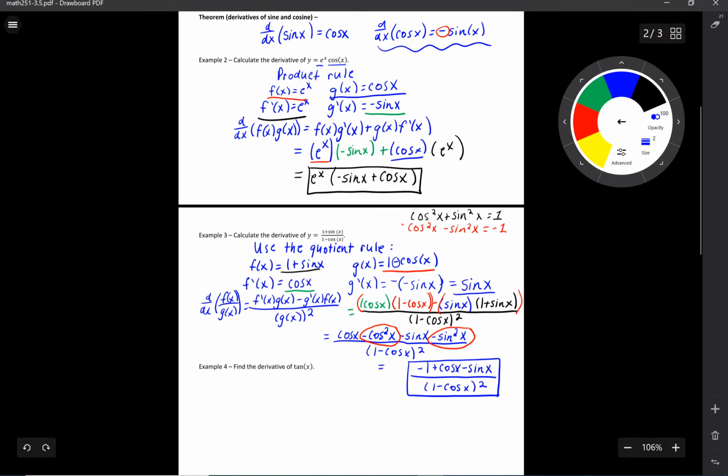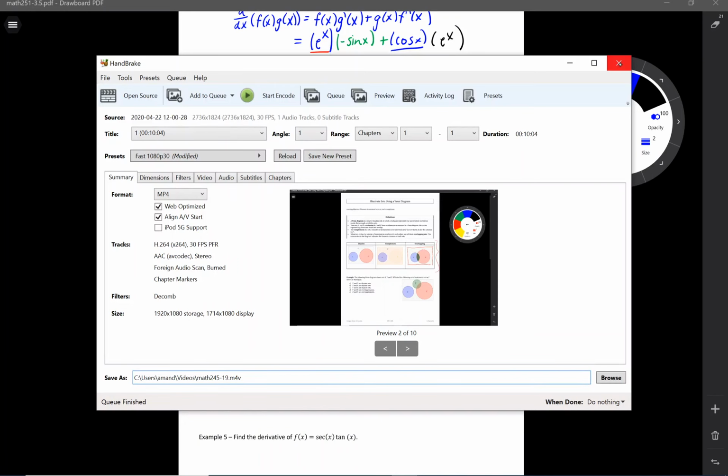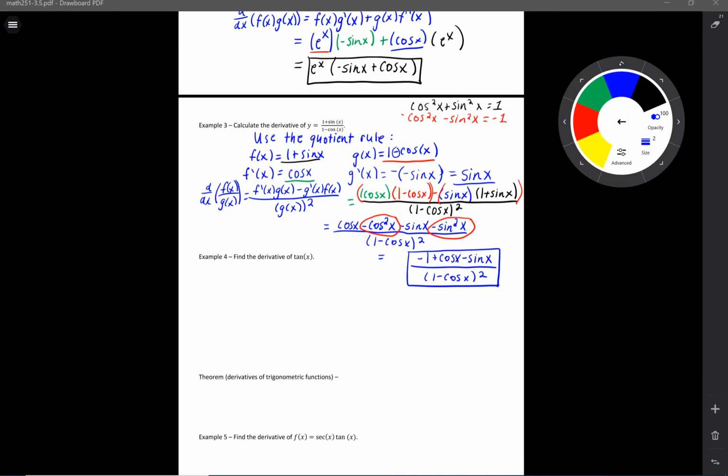Okay, let's move on to example number 4. We want to find the derivative of tangent of x. So, how can we rewrite tangent of x? Well, if we think way back to our fun times in Math 112, I remember that tangent of x is equal to sine of x divided by cosine x. And from here, since I know the derivatives of sine and cosine, I can use the quotient rule.